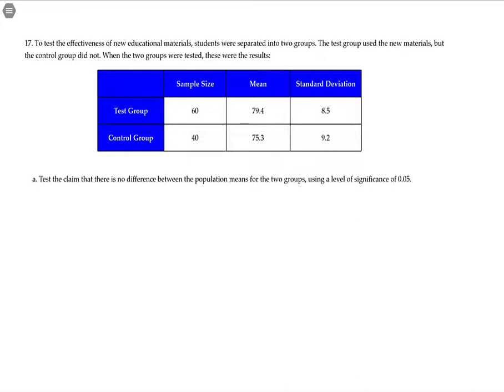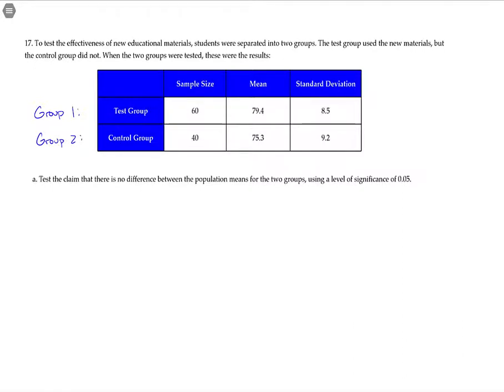Okay, so we're testing a claim, and clearly we have two different populations that are being compared. So this is going to be a test for the difference in means. And the first thing that we always need to do is identify the groups that are being compared. So clearly we have a test group and we have a control group. We just want to make sure one is labeled as group 1. So I'll call my test group group 1 and my control group group 2.